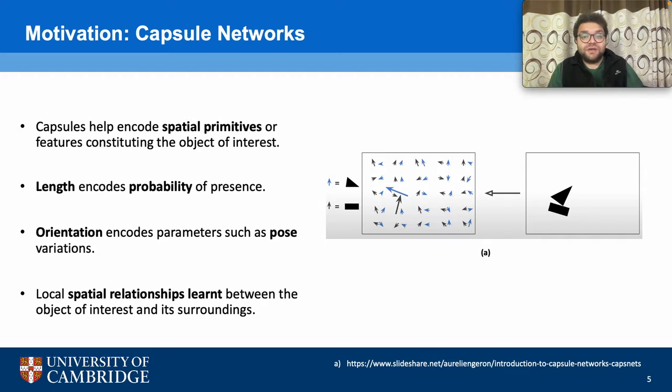These capsules are able to learn local spatial relationships between the object of interest and its surroundings. For example, in the image shown here, each capsule encodes feature primitives in terms of the triangle and the rectangle constituting the image of a boat, as shown here. At each position in the image here, the length of the vector represents the probability of occurrence of this particular primitive, whereas the orientation represents its pose.